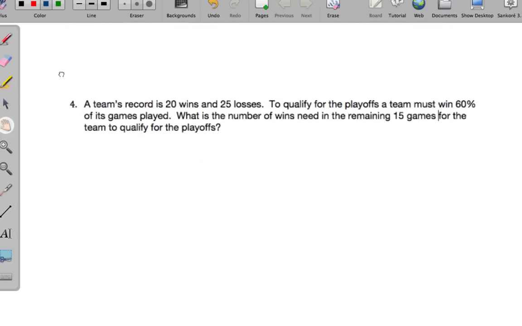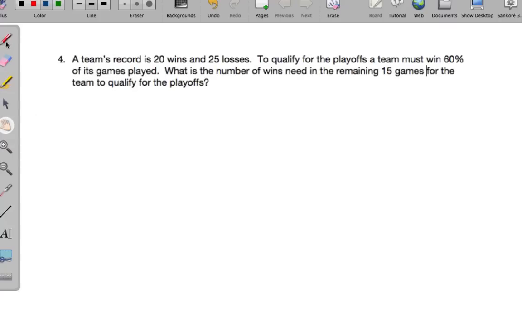Okay. This is a different scenario than all the past ones. Our value multiplied by a multiplier equal to something, I don't think it's going to work in this case. We know a team's record is 20 wins and 25 losses. So right now that team has played 45 games. To qualify for the playoffs, a team must win 60% of its games played. What is the number of wins needed in the remaining 15 games for the team to qualify for the playoffs? Well, if there are 15 more games left, that means in total they're going to play 60 games.